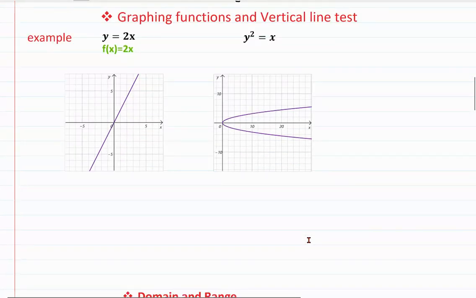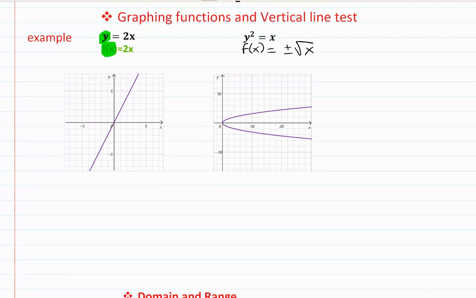So how about graphing functions? Let's say we have two functions, y equals 2x. As I said before, we can write it like y equals 2x or f of x equals 2x. And similarly, we can write f of x equals plus or minus square root of x.